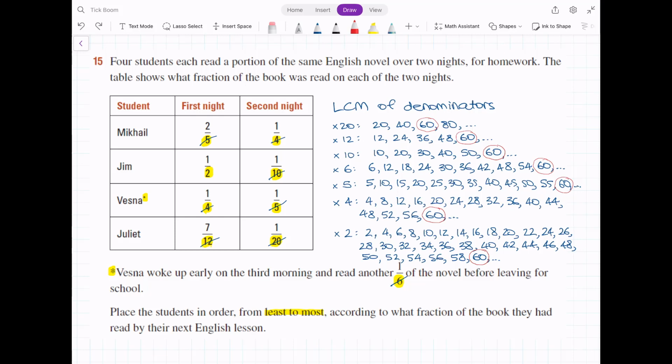So here we see that 60 is the third multiple of 20, 60 is the fifth multiple of 12, because 12 times 5 is 60. 60 is the sixth multiple of 10, it's the 10th multiple of 6, it's the 20th multiple of 5, because 5 times 20 would be 60.